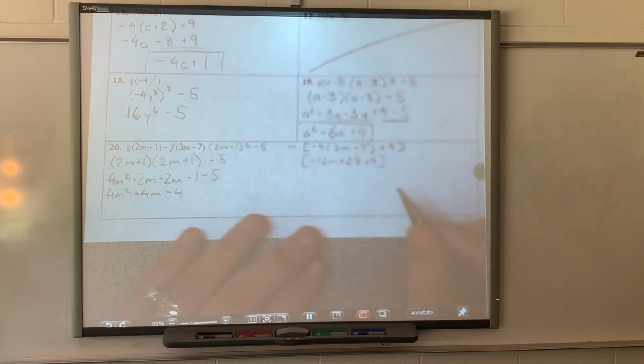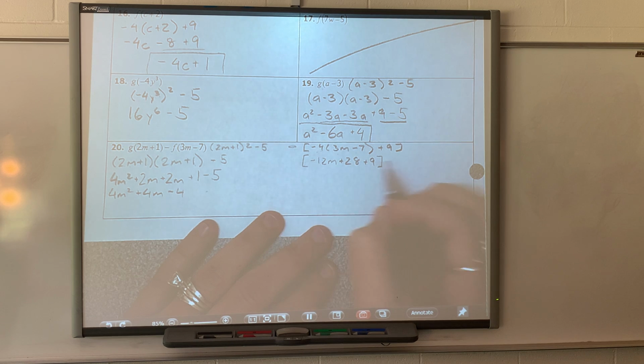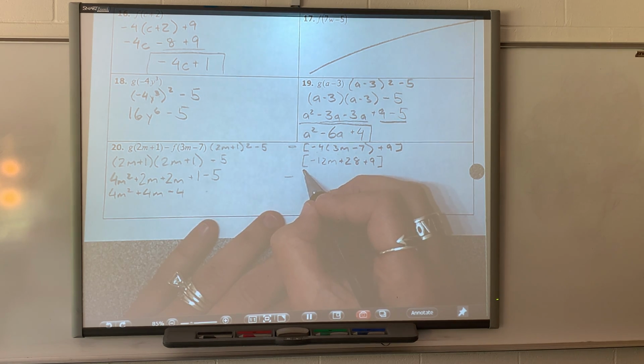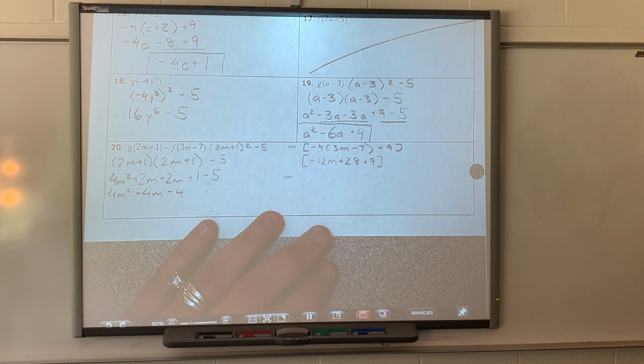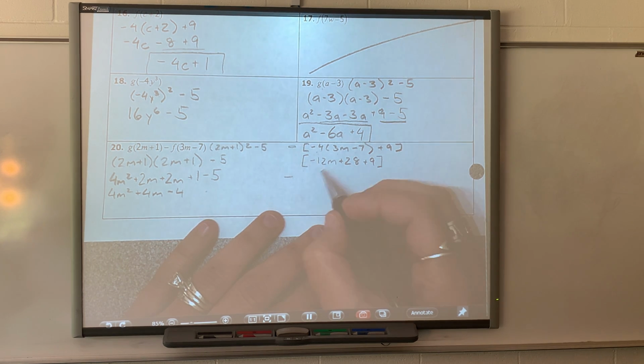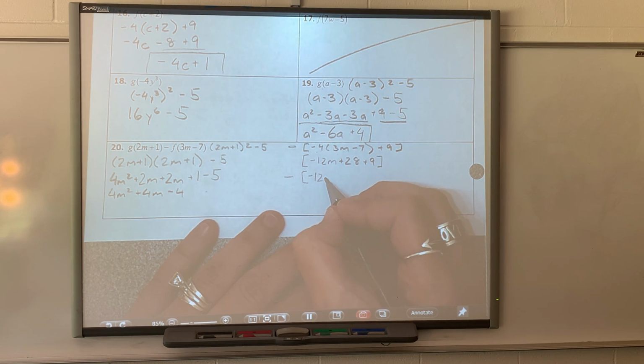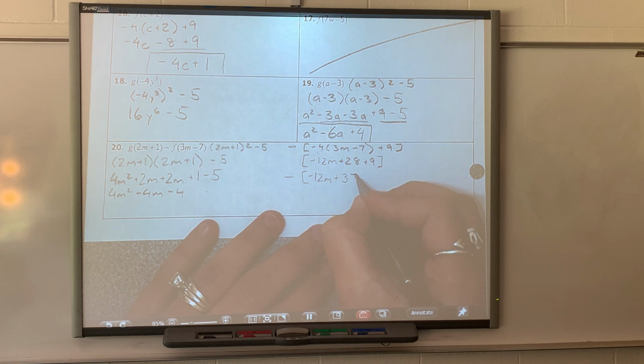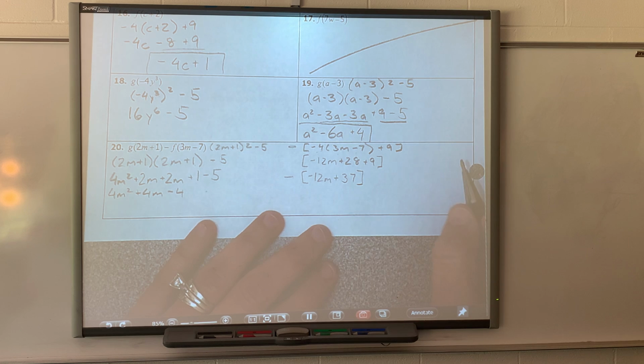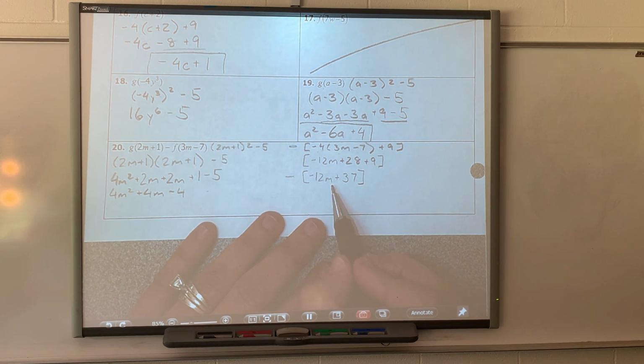All right, now we need to combine. So leave the subtraction back there. Bring this negative down out front. -12m stays. 28 plus 9 is 8 plus 9, almost got 31. I mean, no, it's 37. Now I can deal with the subtraction because this is as far as I can go inside here.